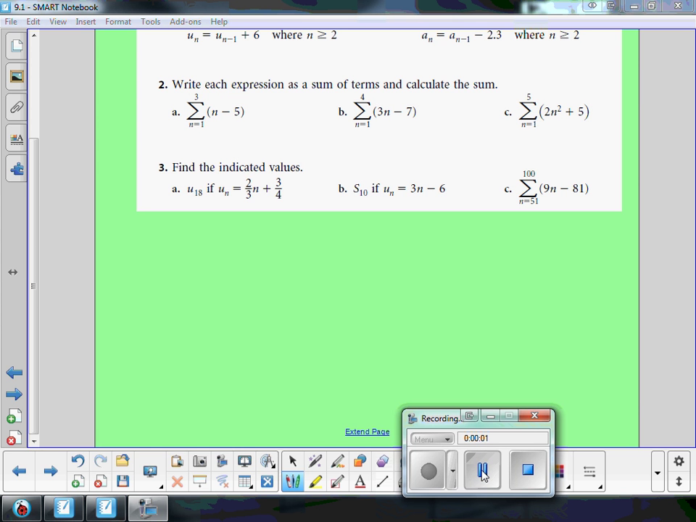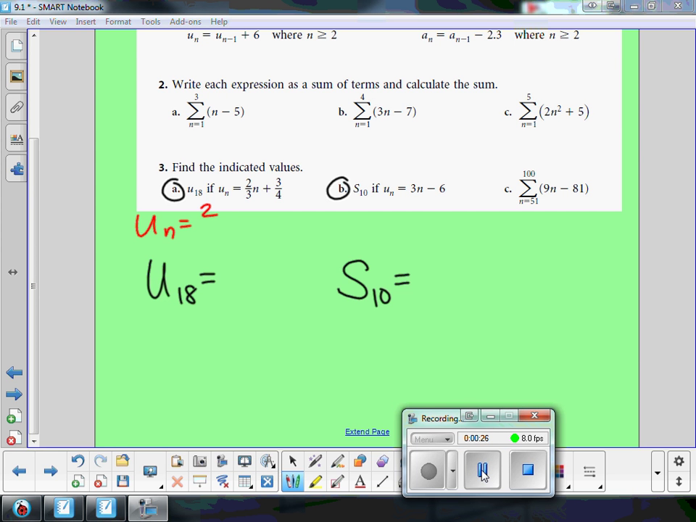All right, green worksheet 9.1, looking at number 3, and we're going to take this opportunity to look at A versus B. We're going to try to talk about the difference between what U18 is asking for versus what S10 is asking for. So A and B, the difference between the two problems. In both of these, we have what are called arithmetic sequences.